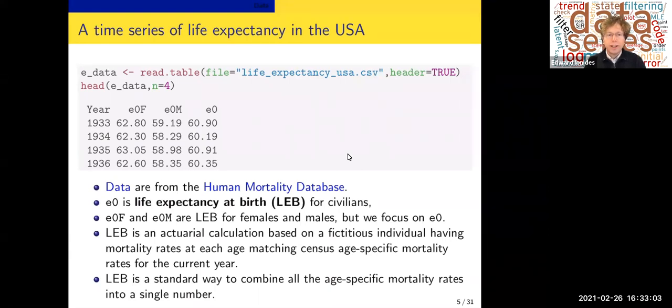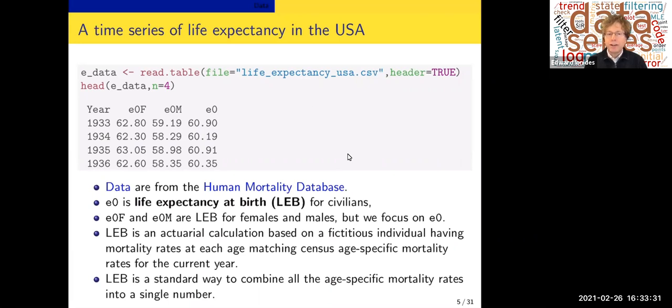So you can see here the columns in the file. There's year, E0F, E0M, and E0. E0 is so-called life expectancy at birth, abbreviated to LEB, for civilians. E0F and E0M are the same quantities for females and males. We're going to focus on the total life expectancy at birth.